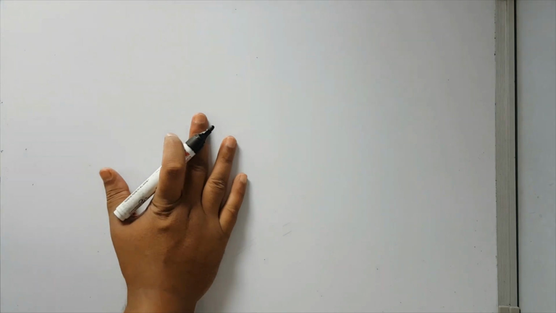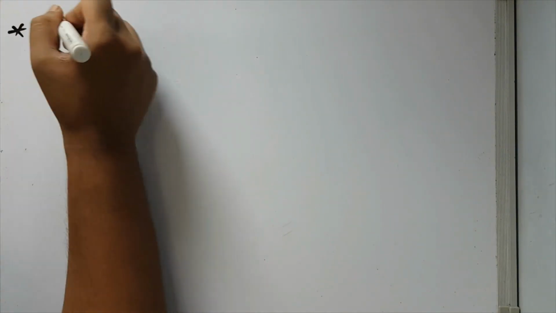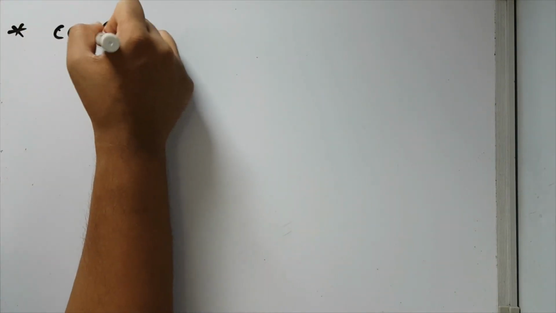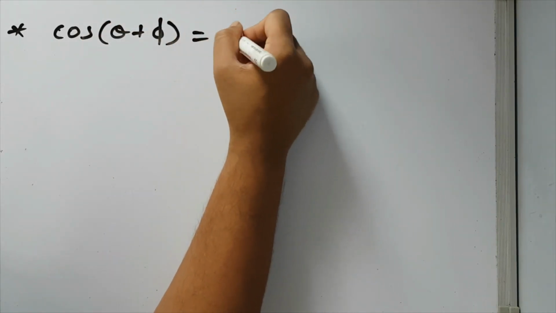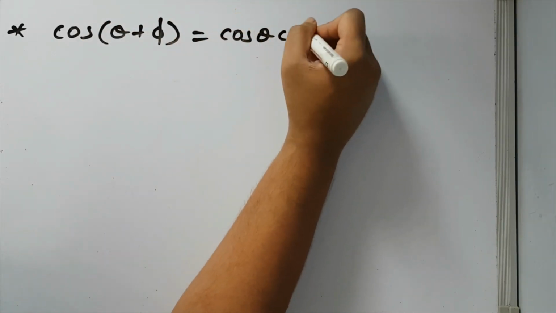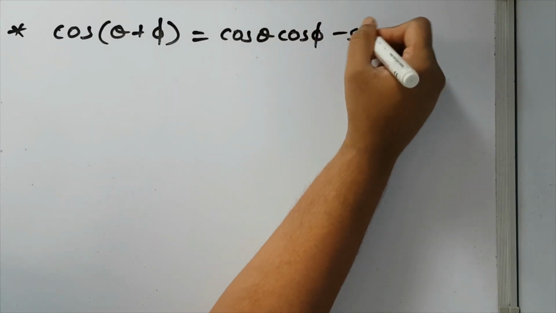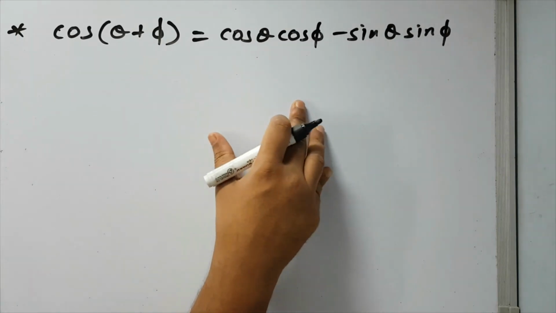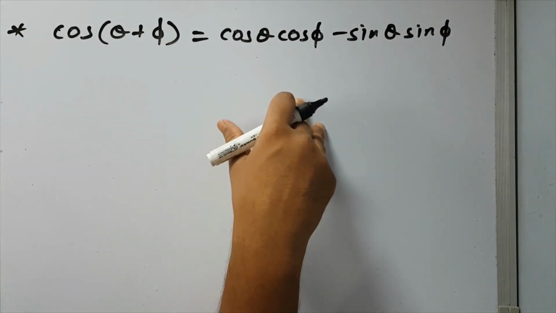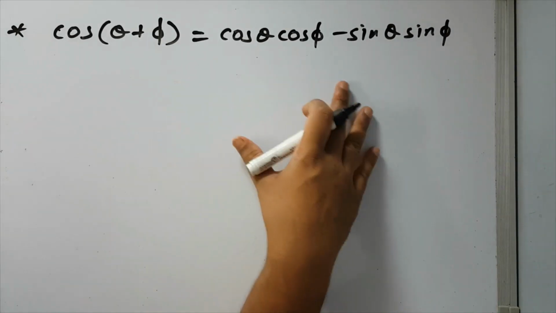Now the next formula would be cos of theta plus phi. Now what is cos of theta plus phi? It is cos theta cos phi minus sin theta sin phi. Now what can you derive from this equation?